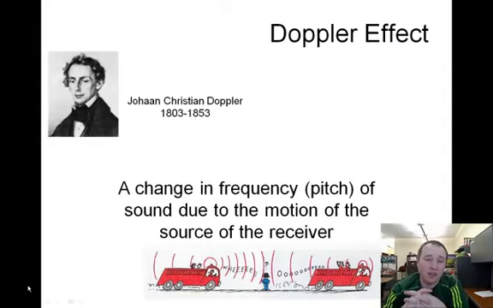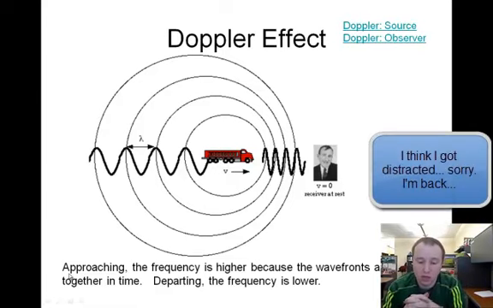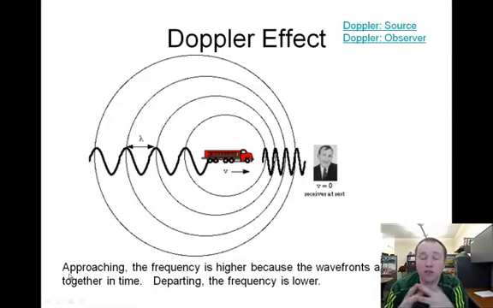So the person we give credit to for discovering this effect, not discovering, but the person we give credit to, is Johann Christian Doppler. And I noticed this was a long time ago. From it, we've built a lot of different models about the universe. So you'll see in a second. The idea is as the source, the thing that's producing the sound, is approaching you, those waves get bunched up, and so you hear a higher frequency. And if you're behind it, it sounds like a lower frequency because it's more stretched out.